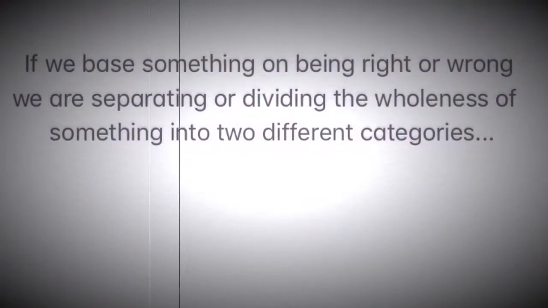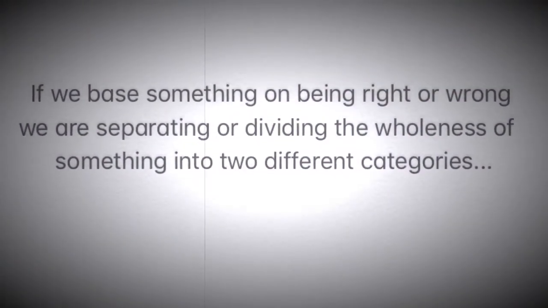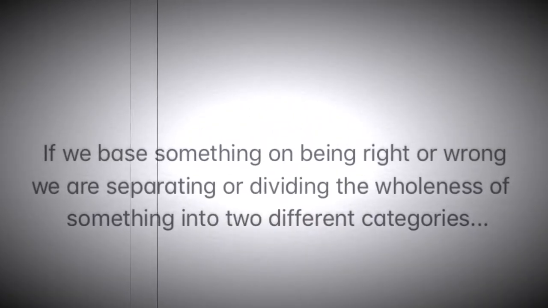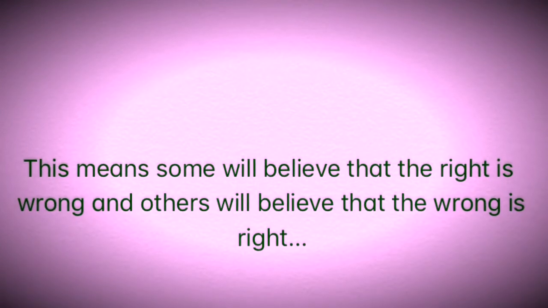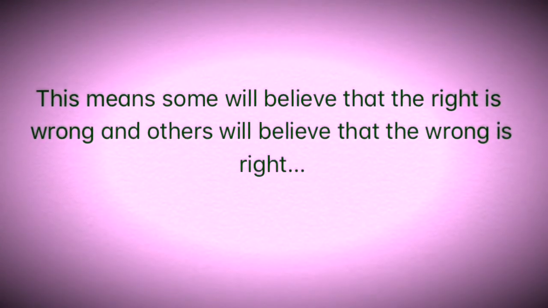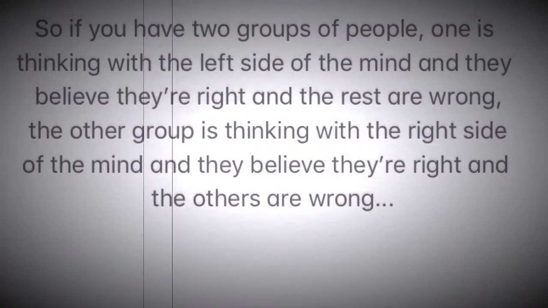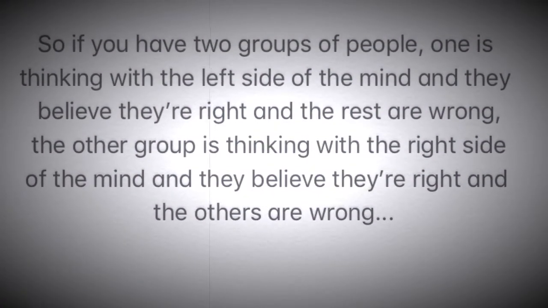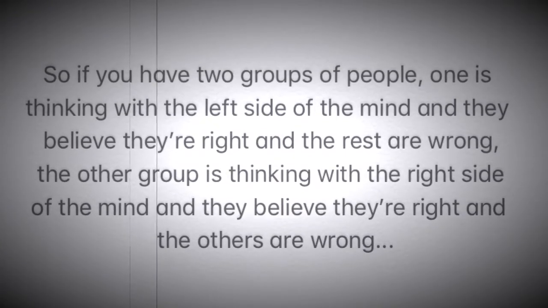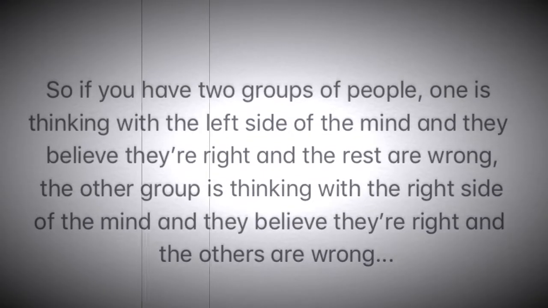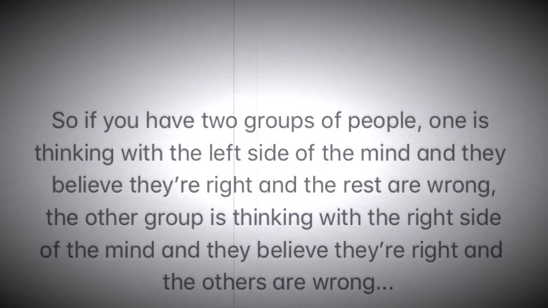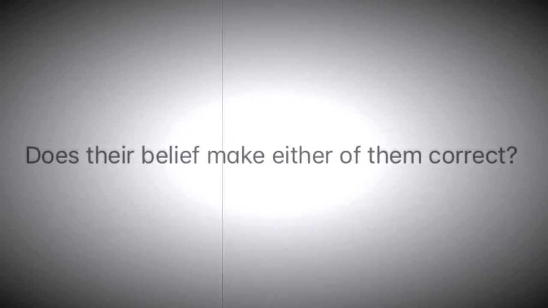If we base something on being right or wrong, we are separating or dividing the wholeness of something into two different categories. This means some will believe that the right is wrong and others will believe that the wrong is right. So if you have two groups of people, one is thinking with the left side of the mind and they believe they're right and the rest are wrong. The other group is thinking with the right side of the mind and they believe they're right and the others are wrong. Does their belief make either of them correct?